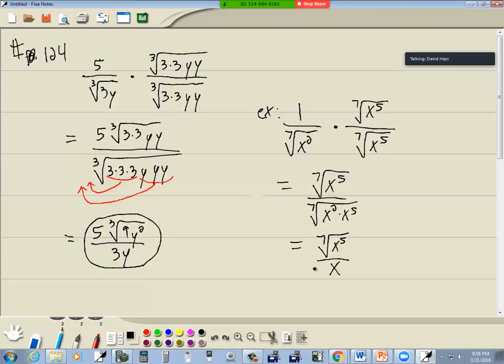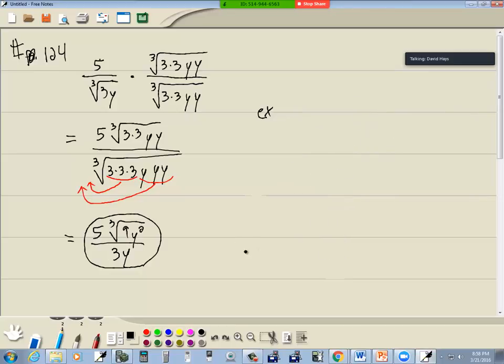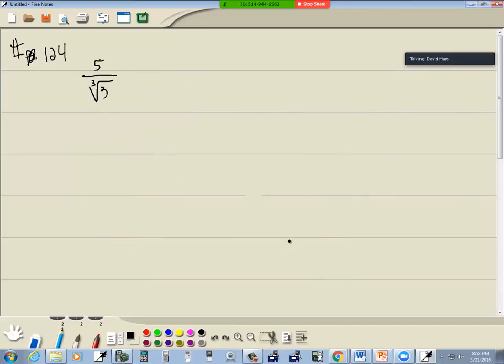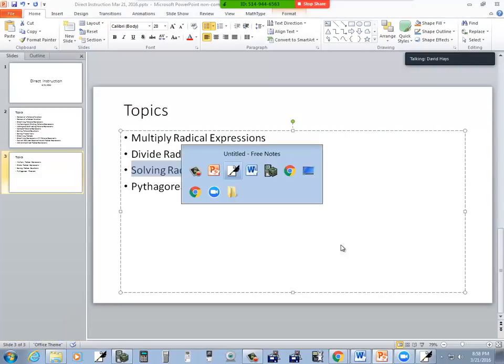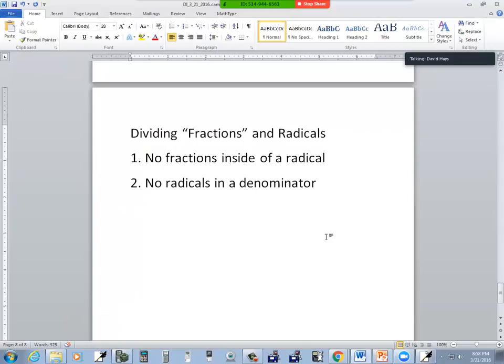So again, the index will drive how many of whatever you need. How many 3's, how many 2's, how many x's, how many y's. Let me clear that off. And next thing we're going to take a look at is solving radical equations. This one does have a step-by-step, so we'll go back to a little bit of step-by-step.